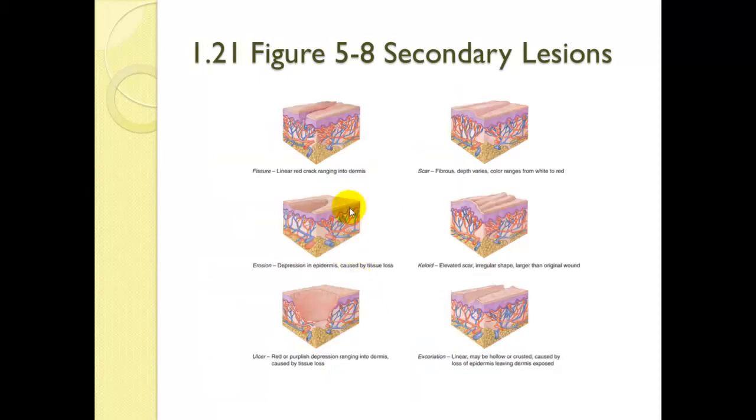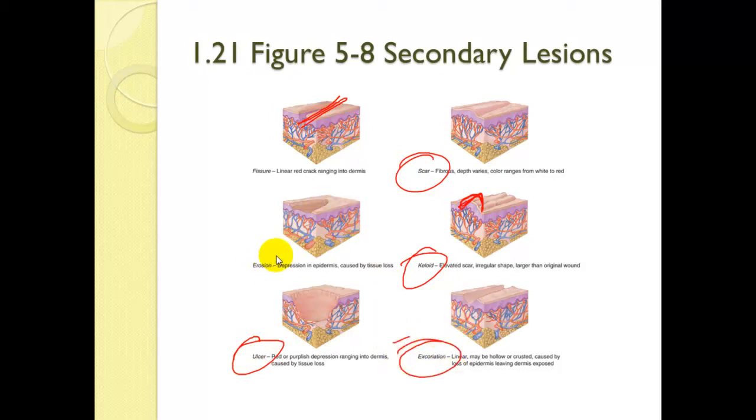Fissure, also secondary lesions, which is pretty much just a groove that has eroded in the skin. I think we all know what a scar is. A keloid, however, is an over-exaggerated version of a scar. So it's kind of higher and thicker, a little bit more beefier looking scar. Ulcers, excoriation, erosion. Please look at all of these.